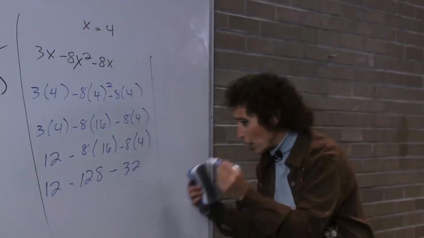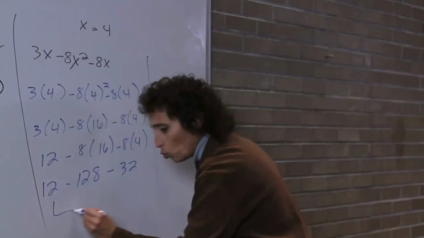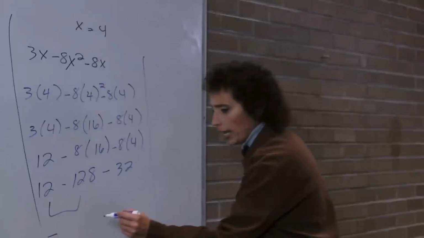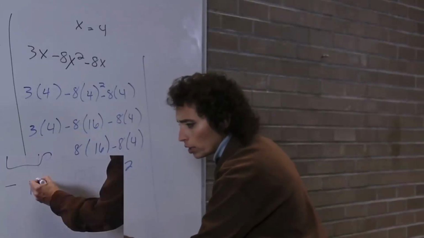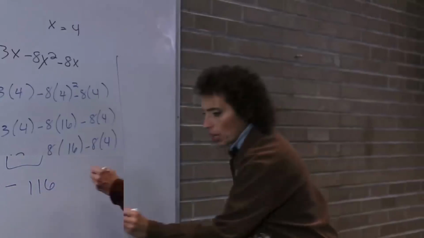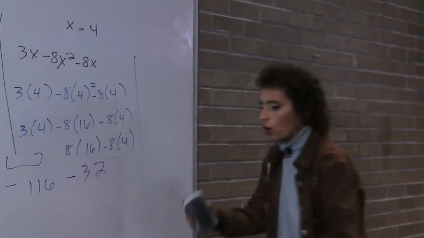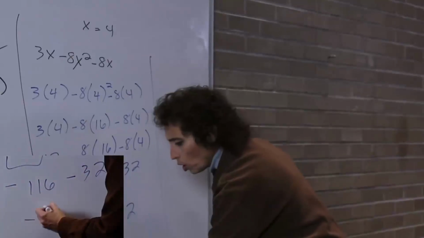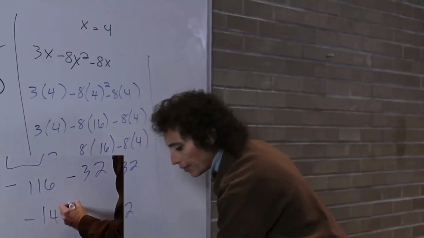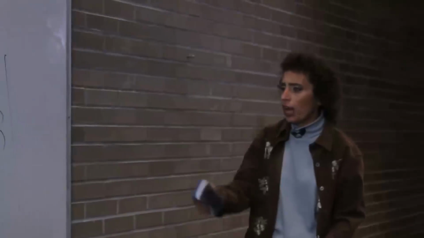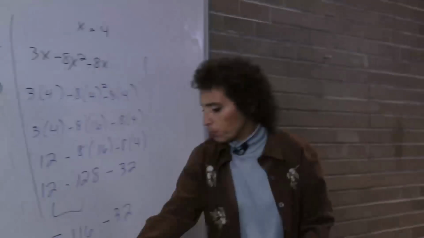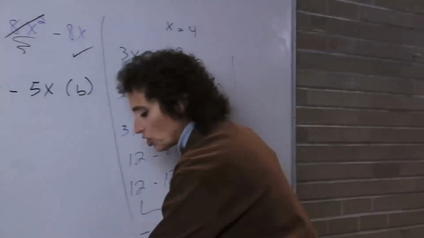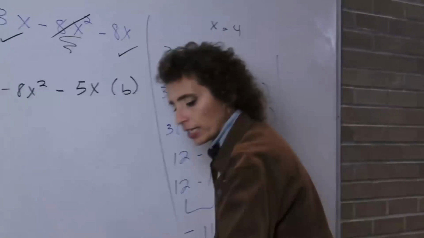If I have 12, but I owe you all of that, then I obviously owe you a whole ton. So I have to subtract those numbers. So 128 minus 12 is 116 minus 32. Well, I owe you 116, but I owe you 32, so I owe you 148. So that's negative 148. Now, if I did this right, I could plug in x equals 4 into my answer and get the exact same number. So let's hope I did this right.